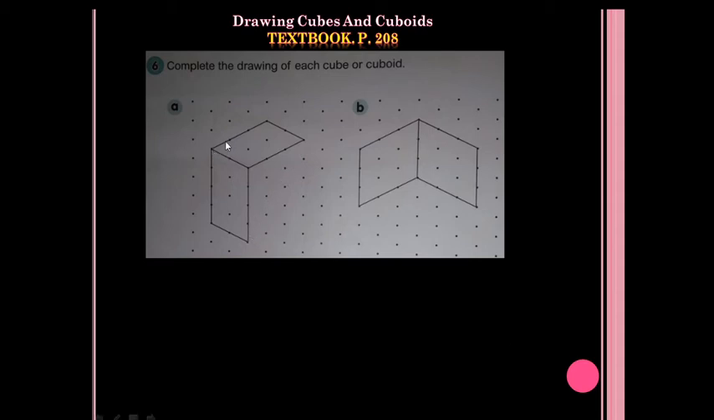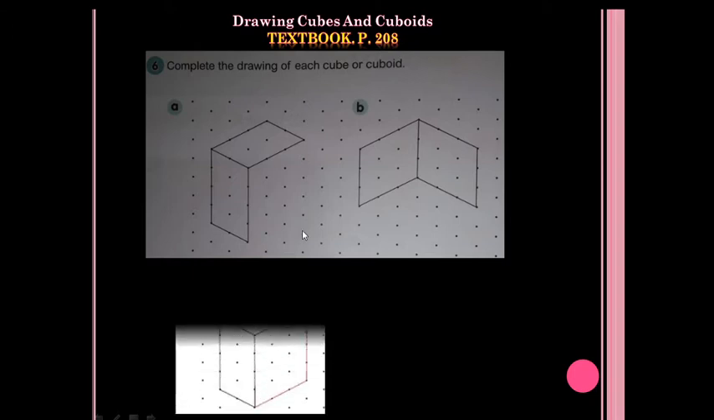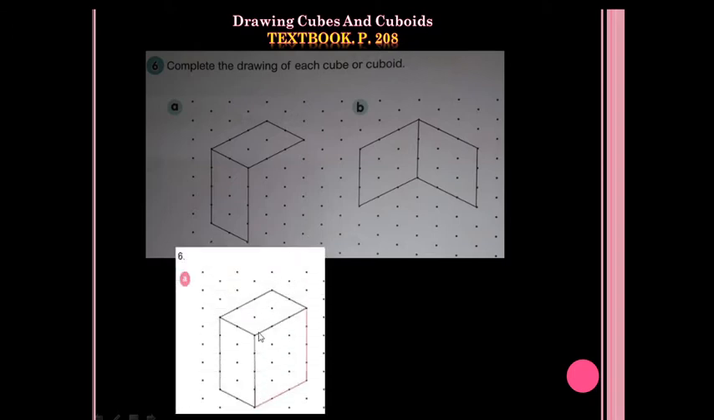Then in here 1, 2, 3. So you have to follow 1, 2, 3, 1, 2, 3, 4. So you have to draw from here to here and from here to here. Okay, this is the result like that. So you have to draw like this at the end by using a ruler.